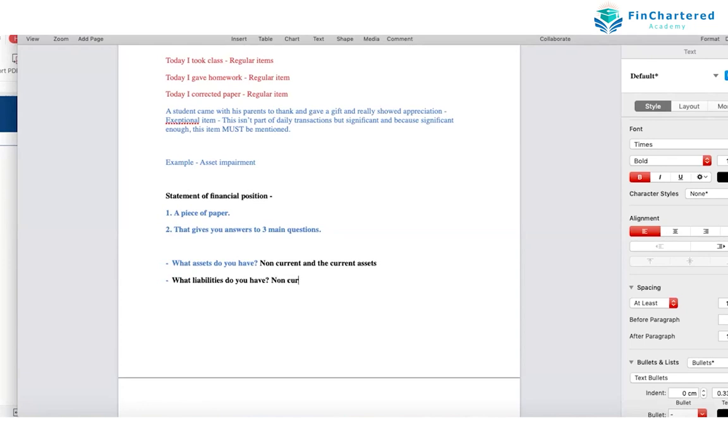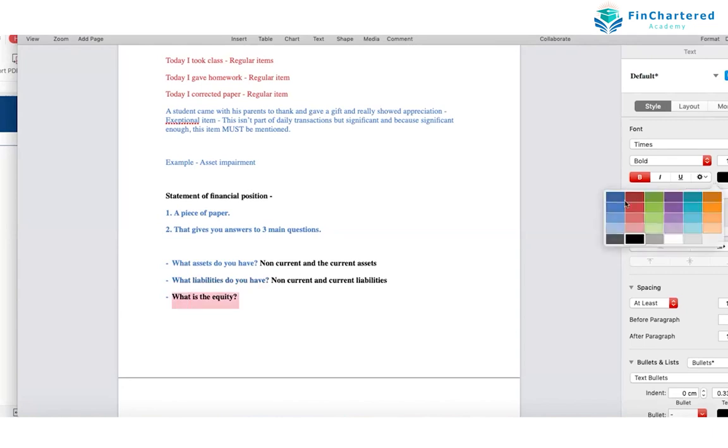Both non-current and current liabilities. And the third question it answers is, what is the equity? These three questions, these three things will be mentioned in the statement of financial position.